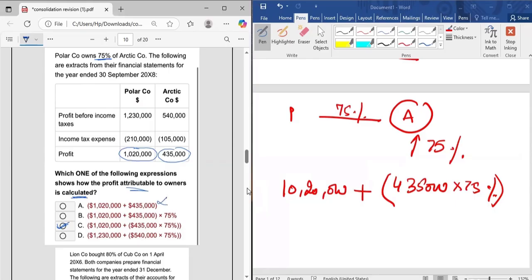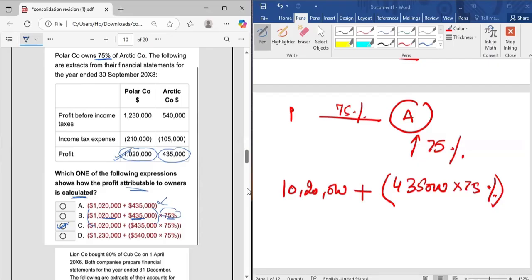The second option they have done is 10,20,000 plus 4,35,000, and they have taken 75% of it. It can't happen. The parent company will include its entire profit. When they put brackets here and write 75% outside the bracket, it means they are taking 75% of 10,20,000. But we can't do this because Polar Company will take its entire share of profit.